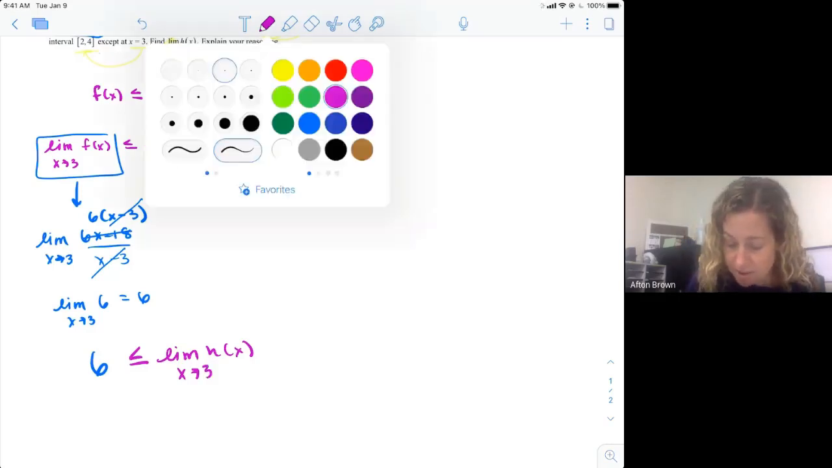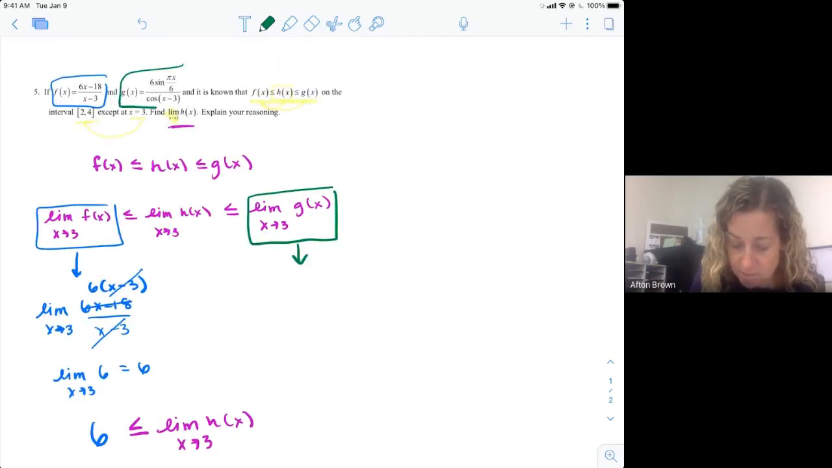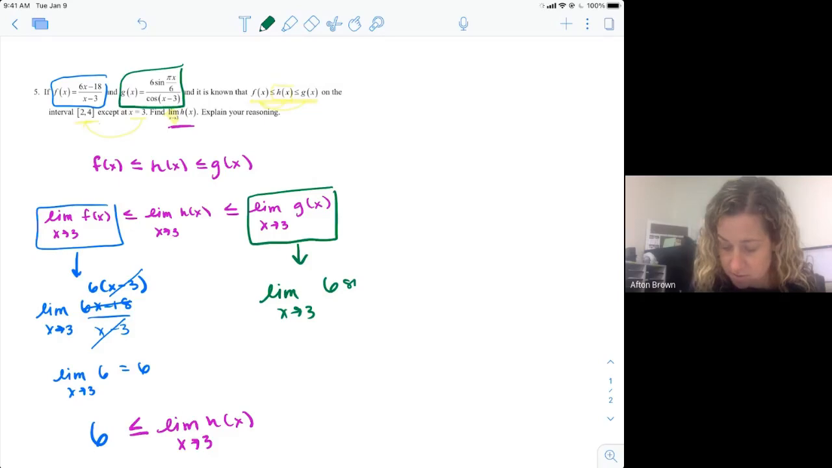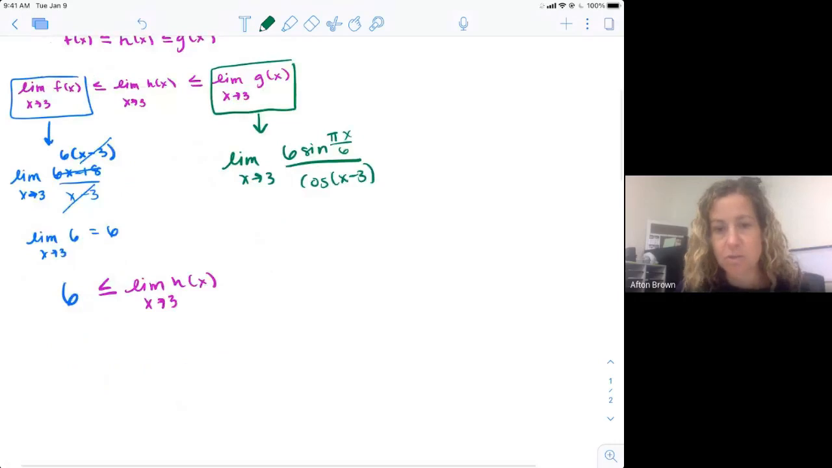But now I'm going to come to the other side. Let's see if we can evaluate this limit. They did tell us g of x. They told us g of x was right here. So we have the limit as x goes to 3 of this terribly ugly function, pi x over 6 divided by cosine of x minus 3. So even though it looks terrible, we always start by just trying direct substitution. So I'm going to plug in 3 and hope that I get some number out.